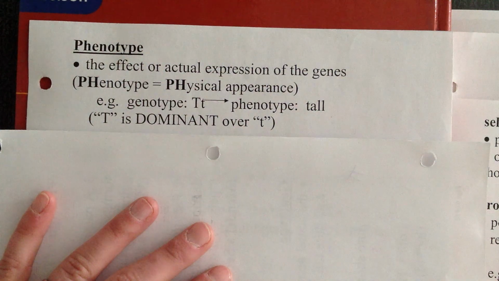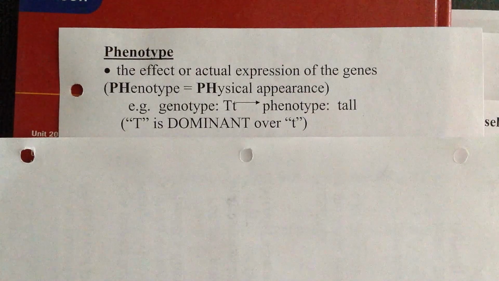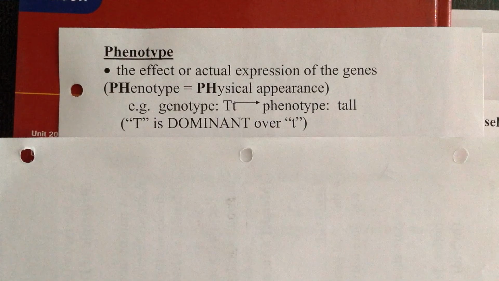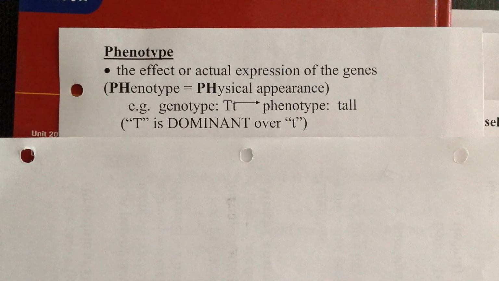This is the other one that lots of people mix up. Genotype stands for gene. Phenotype stands for what actual trait is exhibited because of those genes. So it's the actual effect or the actual expression of that gene. So phenotype, think physical appearance. So pH, physical appearance.